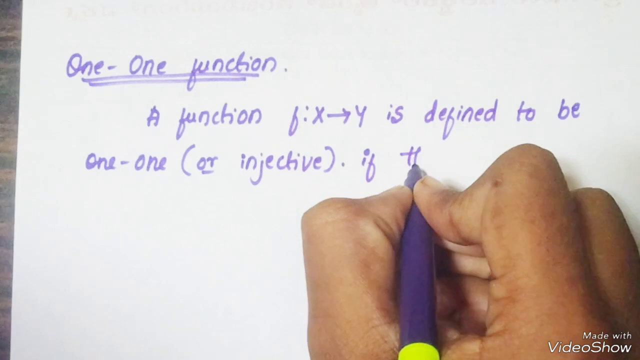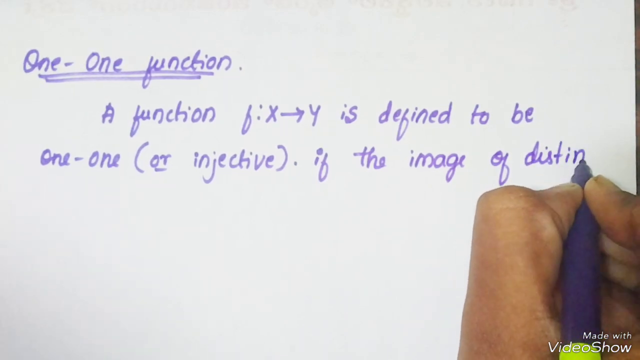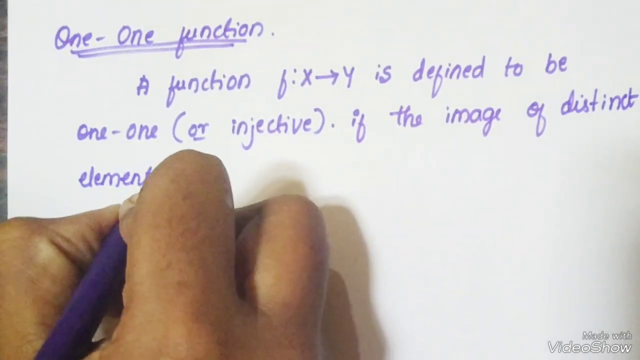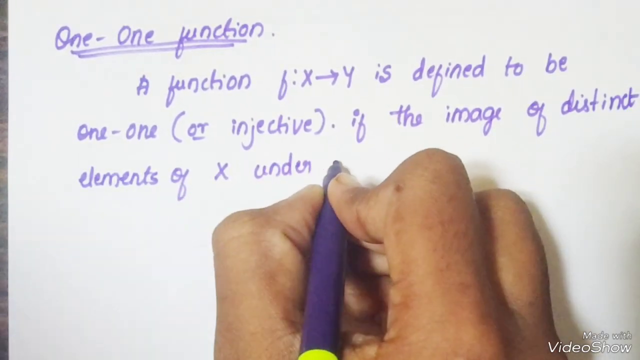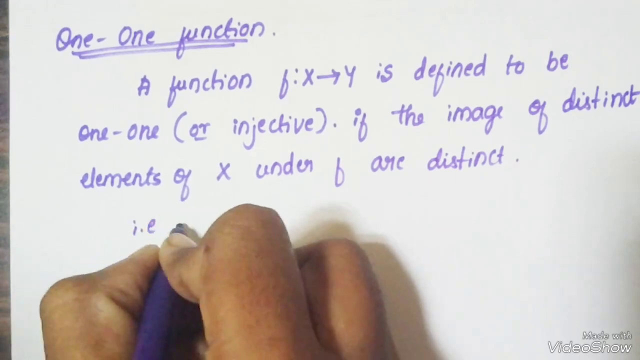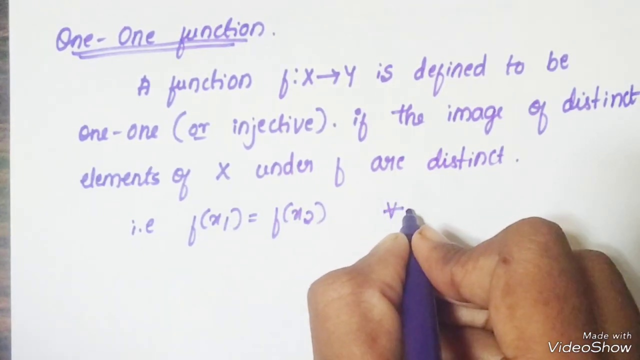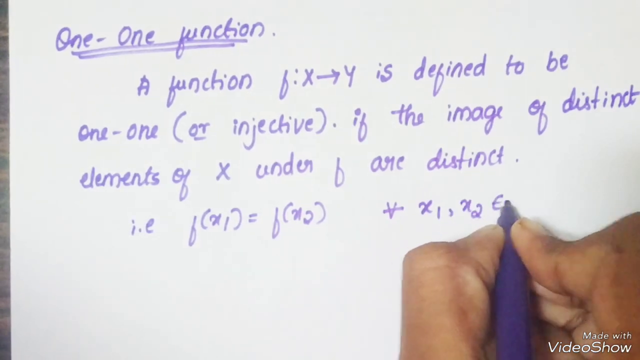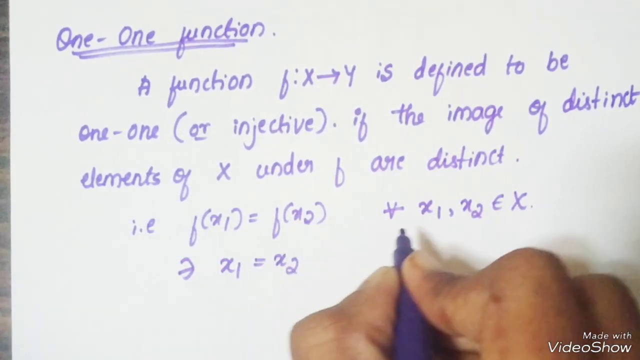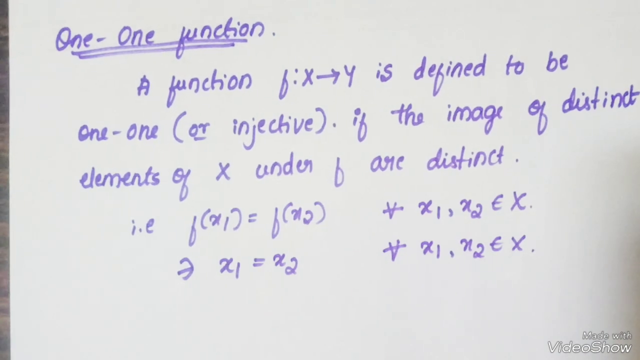Okay, if the images of distinct elements of X under f are distinct, that is, f(x1) = f(x2) for every x1, x2 belonging to X implies x1 = x2 for every x1 and x2 belonging to X. This is the definition of a one-one function.